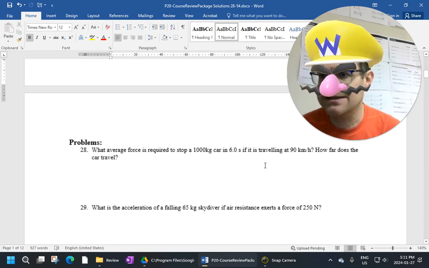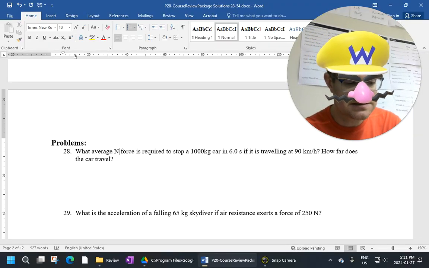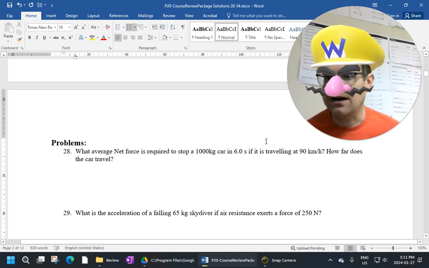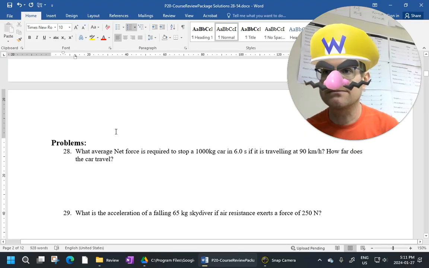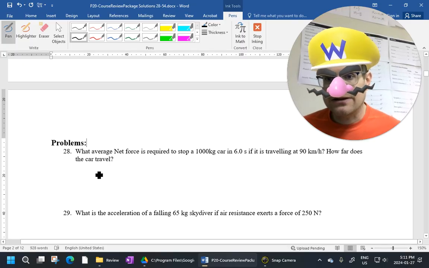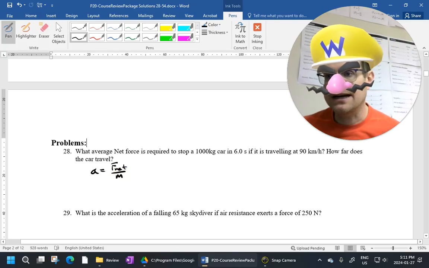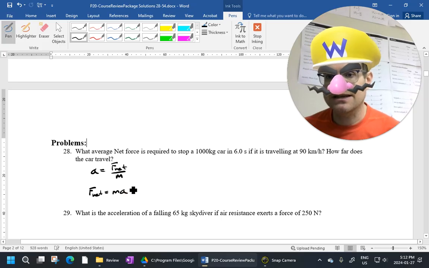Okay, so let's apply some of these here. What is the average net force required to stop a car in 6 seconds traveling at 90 kilometers per hour? So, I'm hoping this is going to be working out pretty good for us today. Knowing that A is equal to F net over M, I could say that my F net is equal to M times my A. Right? So my average force, my F net, my mass, which I have, 1,000 kilograms, times my acceleration.